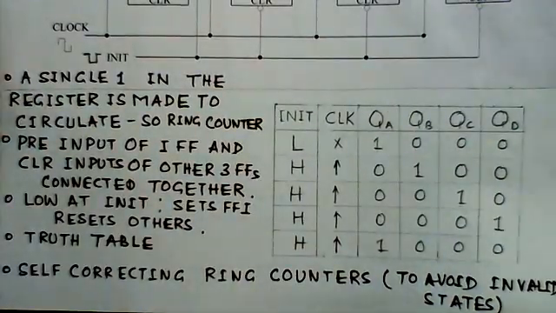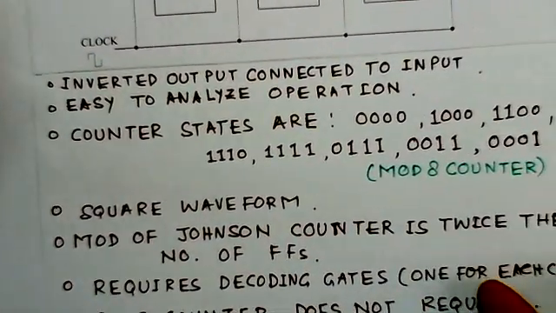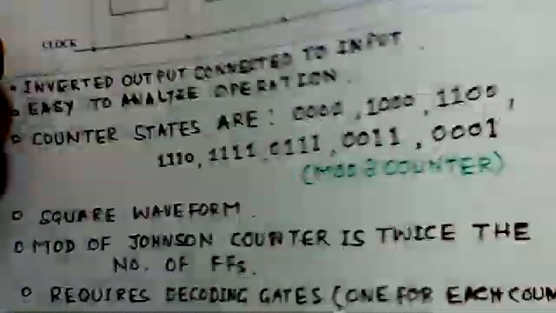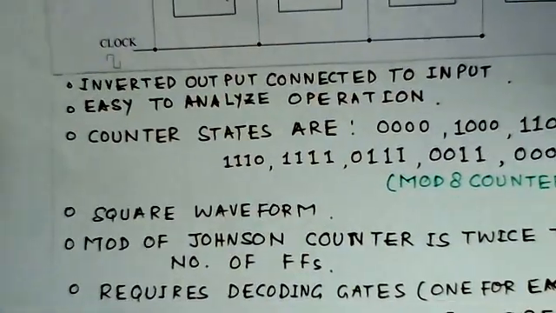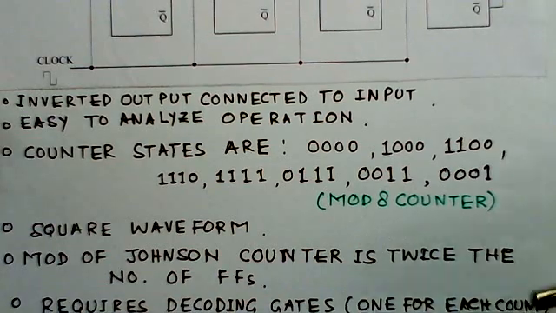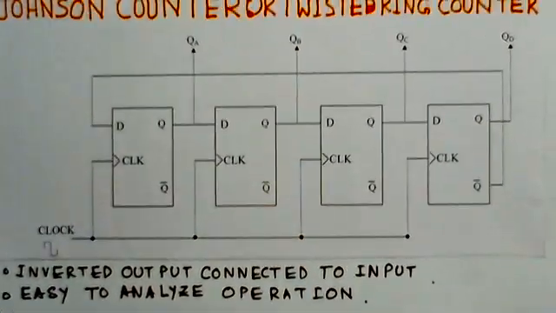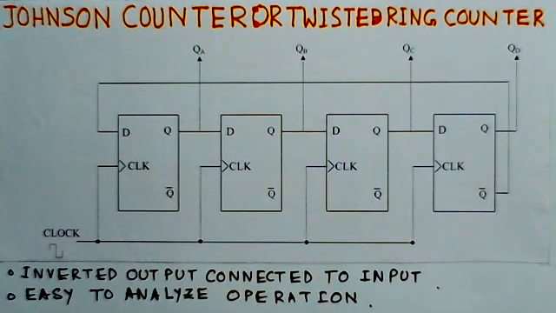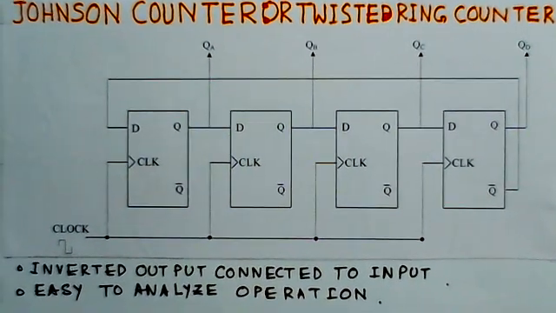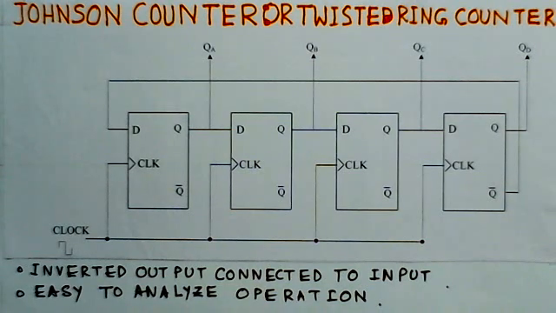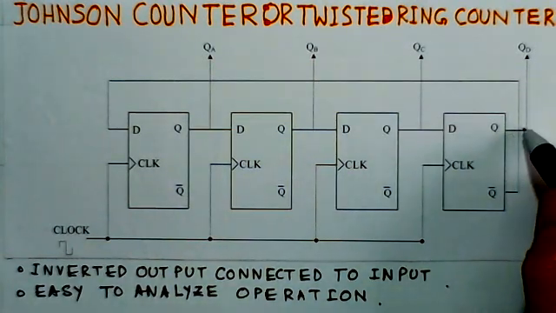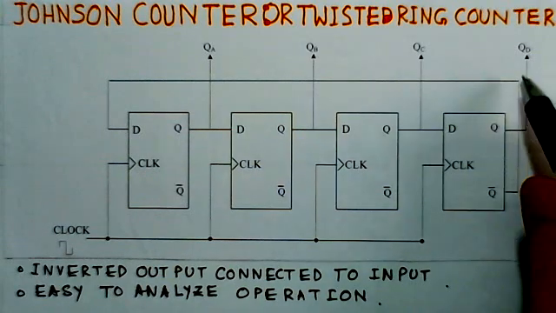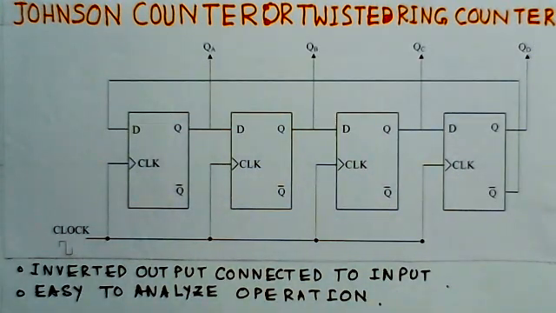Okay, now we'll talk about the Johnson counter. A Johnson counter is also called a twisted ring counter. Why is it twisted ring? Because here the output is not connected from the Q output, it is connected from the complemented output, so that's why it is said to be a twisted ring counter.